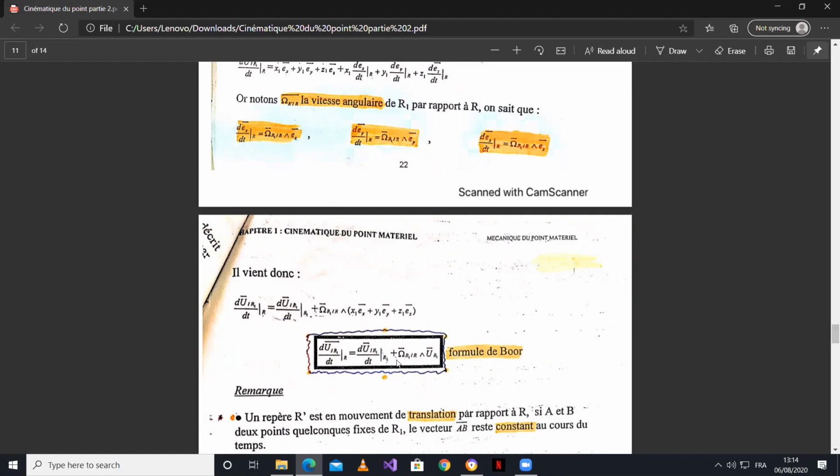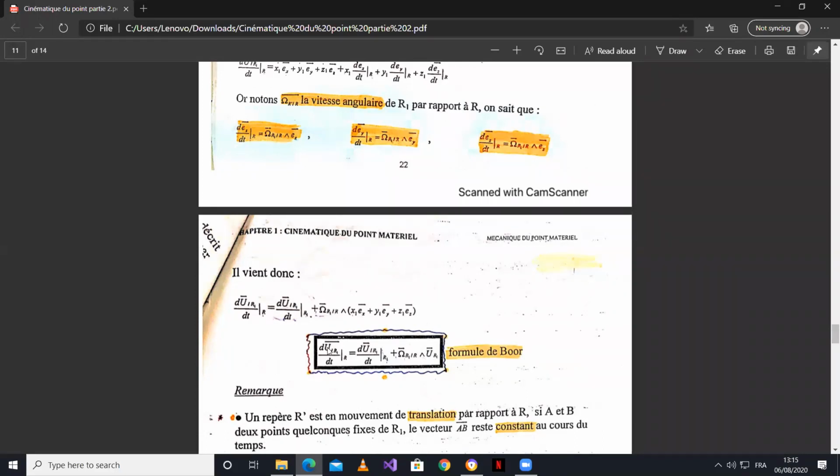So you have vitesse angulaire de R1 par rapport à R. This is showing that R1 is rotating or is in movement with respect to R. Vectoriel, the vector that you are deriving this side. So this is how you just remember it. So if you have dv, this side you have v. If you have OM here where there's U, this side you have OM. It's just the vector that you are deriving that you put this side. Vitesse angulaire, vectoriel, the vector you are deriving. So I repeat, formule de Bohr.